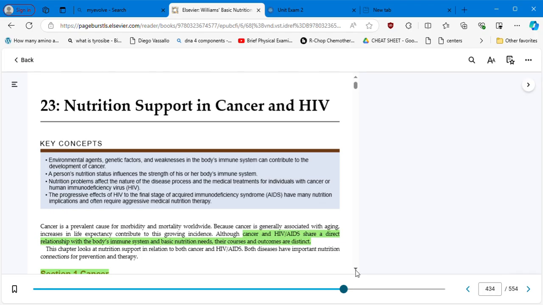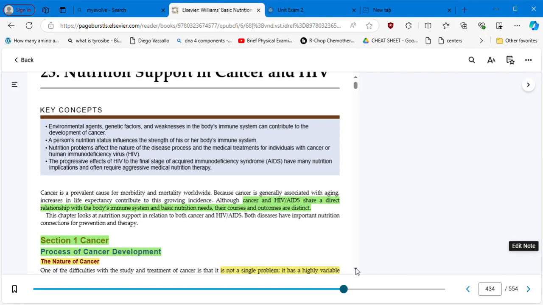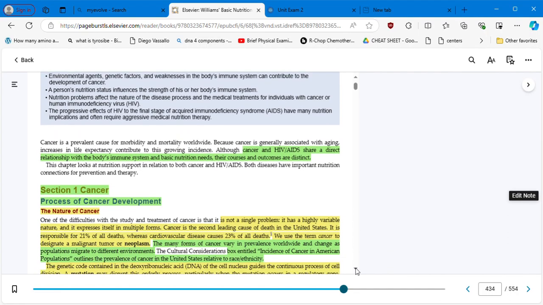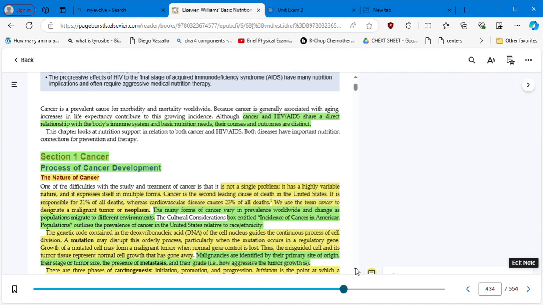This chapter is extremely important, especially for cancer patients. Also for HIV patients, but I think we have a huge population of cancer patients in the US, right? Cancer and HIV share a direct relationship with the body's immune system and basic nutrition needs. Their courses and outcomes are distinct.